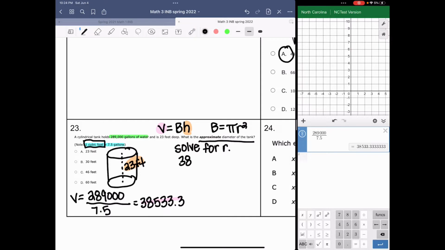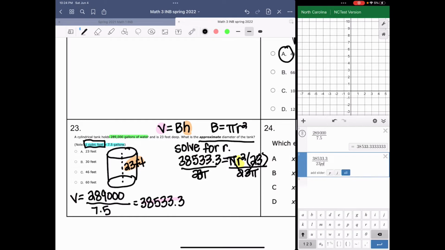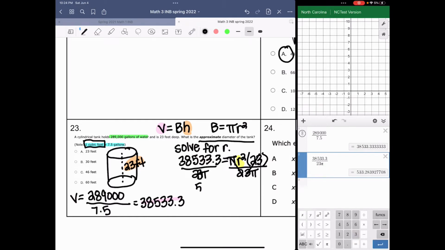So I have 38,533.3, and that's going to equal pi r squared times my height, which is 23. Now, remember, we're trying to solve for the actual radius. So everything here that's not with the radius, I can go ahead and divide over. So I can divide 23 and pi on both sides. And by doing that, that's going to give me r squared left. So if I do 38,533.3 and divide it by 23 pi, I get 533 point, we'll say 3, and that equals r squared.